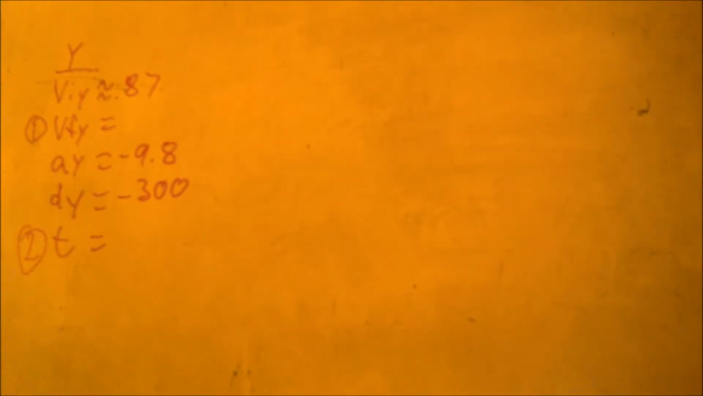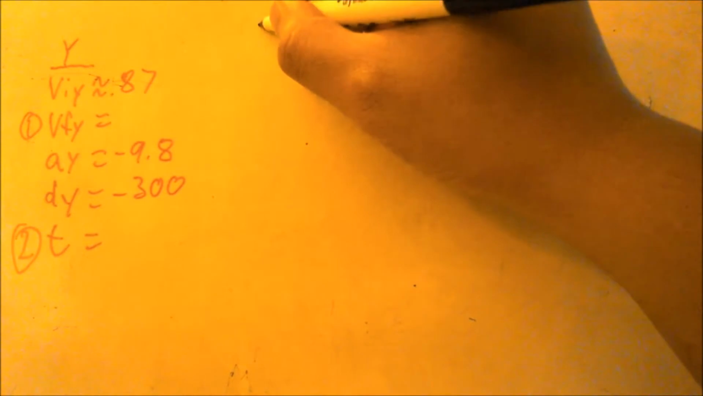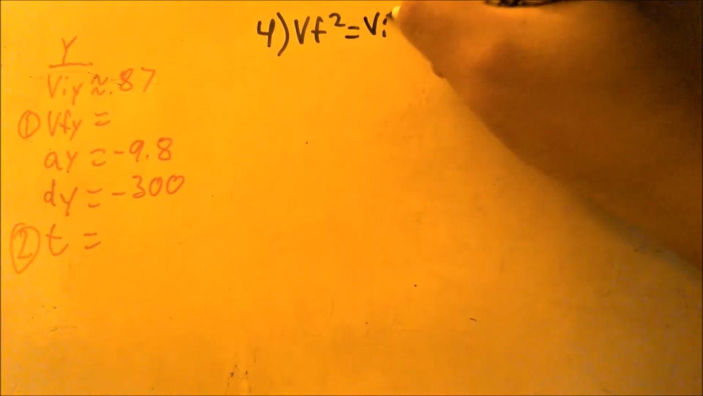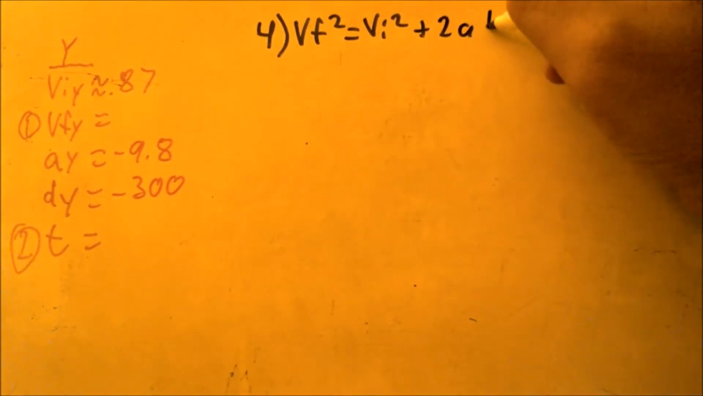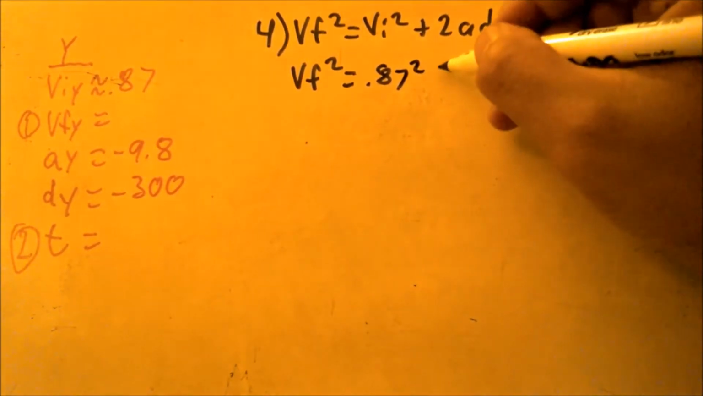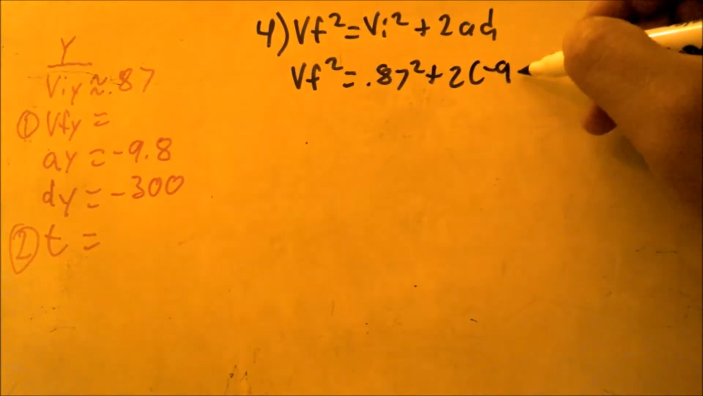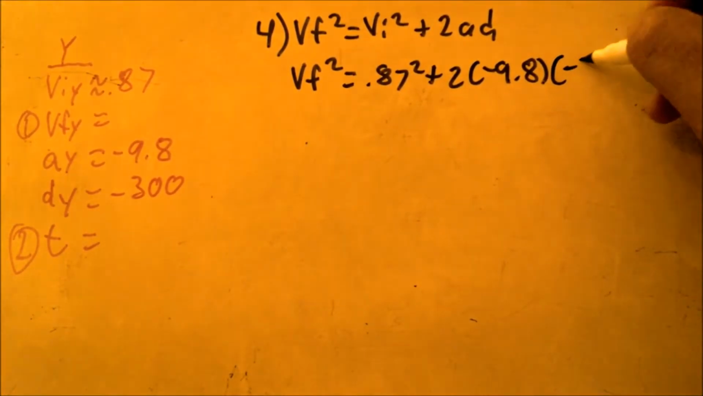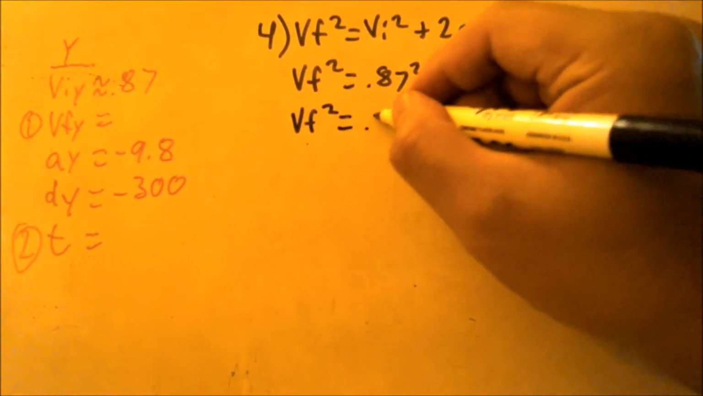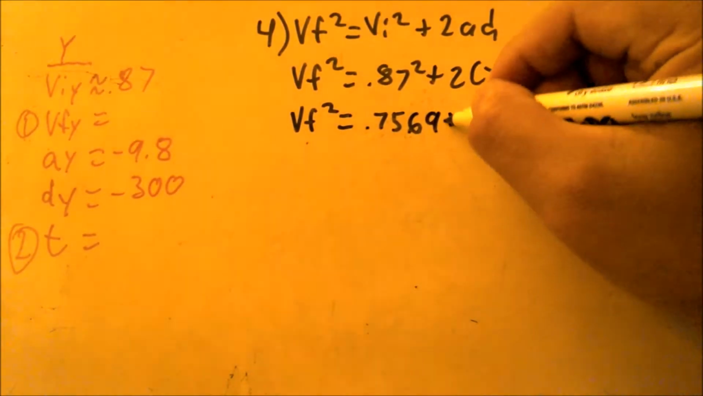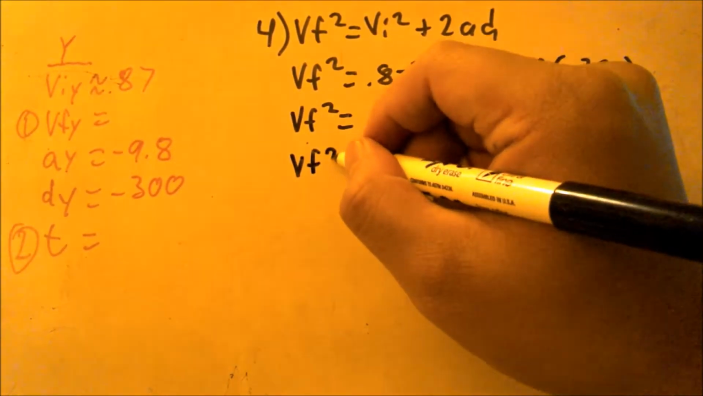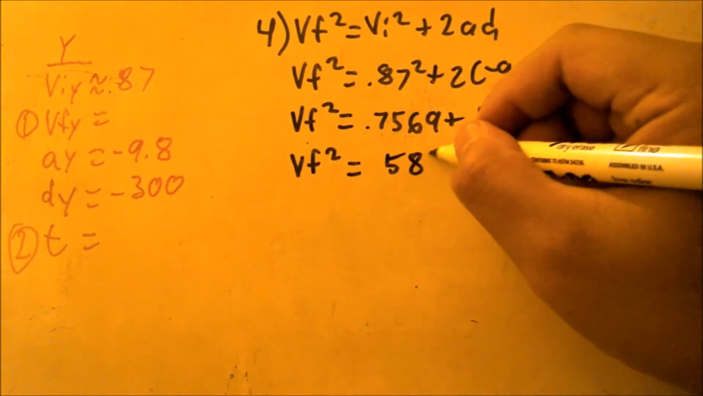Okay, so we're going to use the fourth equation. Vf squared is equal to Vi squared plus 2Ad. So we're just going to plug in the variables already. Vf squared is equal to 0.87 squared plus 2 times negative 9.8 times negative 300. Multiply those numbers, we get Vf squared is equal to 0.7569 plus 5880. Add those up, and we get 5,880.7569.